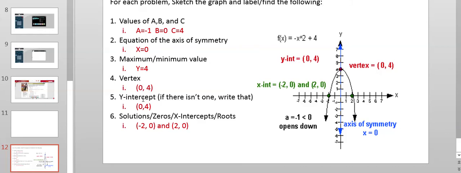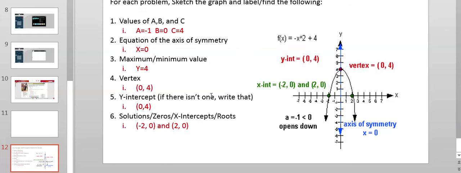Number 5 says y-intercept. Like I said, if you're looking at the graph, you can already tell what your y-intercept is. But sometimes there isn't one. So if there isn't one, just tell me there is no y-intercept, because sometimes it does not cross the y-axis.